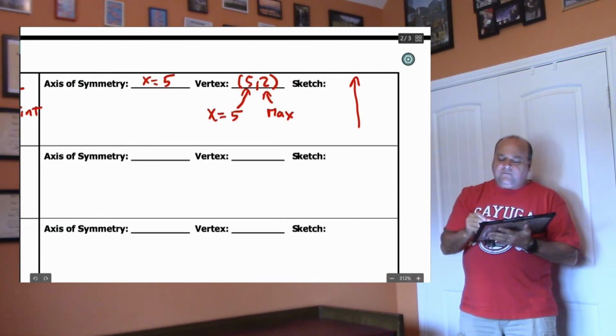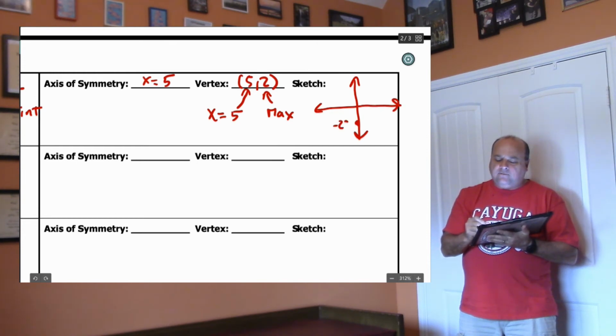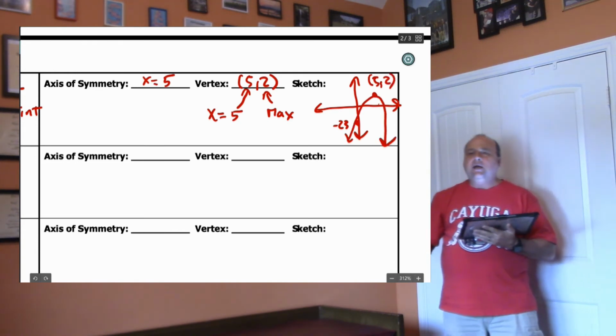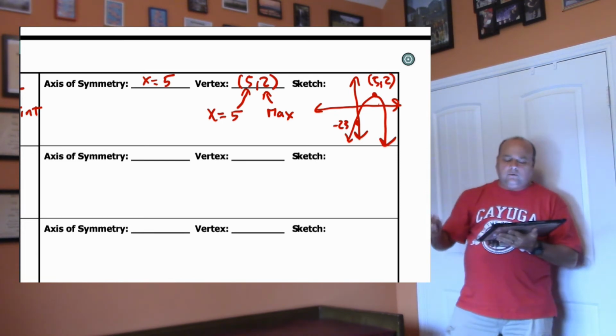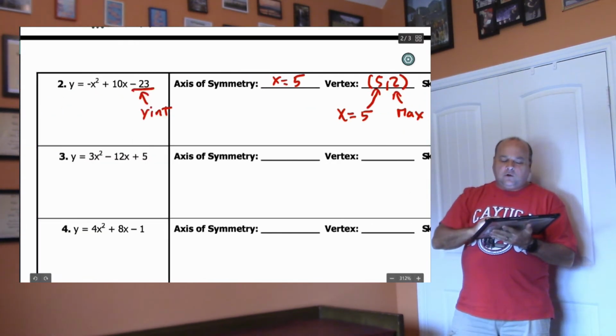And then I'm going to draw this. Okay, it crossed at -23. The top is over 5 up 2, 5, 2. And just draw a parabola that looks like that, okay? Doesn't have to be really fancy, okay? Now then, one more time, let's go back to here.